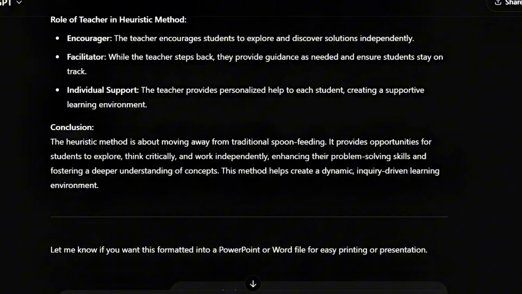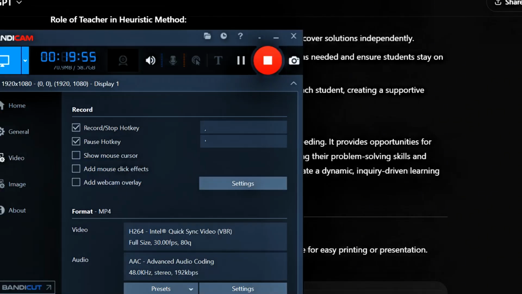Conclusion. The heuristic method is about moving away from traditional spoon feeding. It provides opportunities for students to explore, think critically, and work independently, enhancing their problem-solving skills and fostering a deeper understanding of concepts. This method helps create a dynamic, inquiry-driven learning environment.